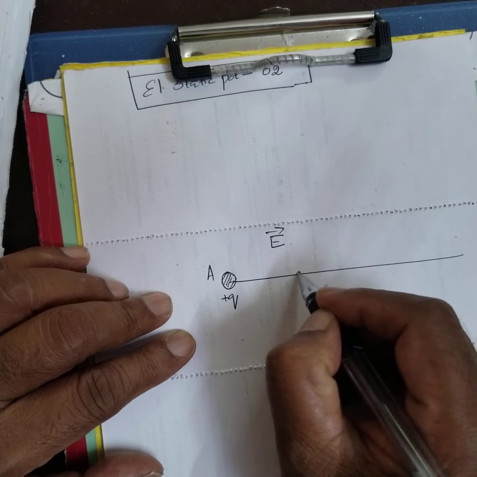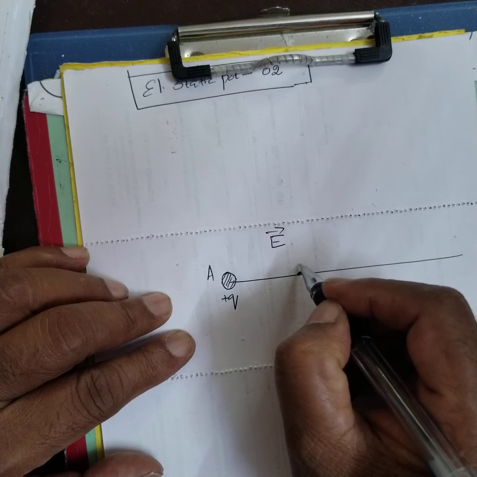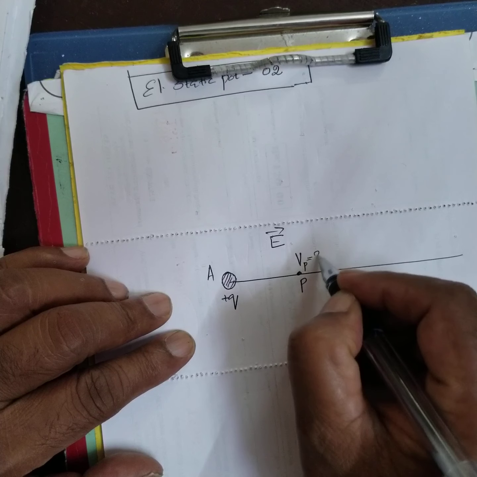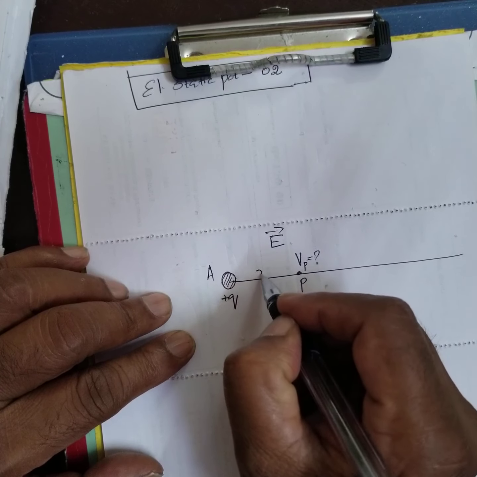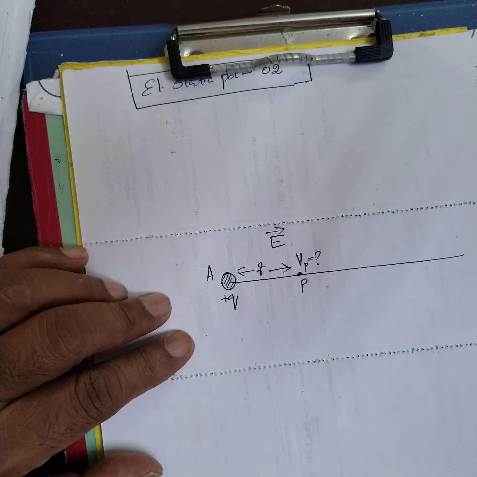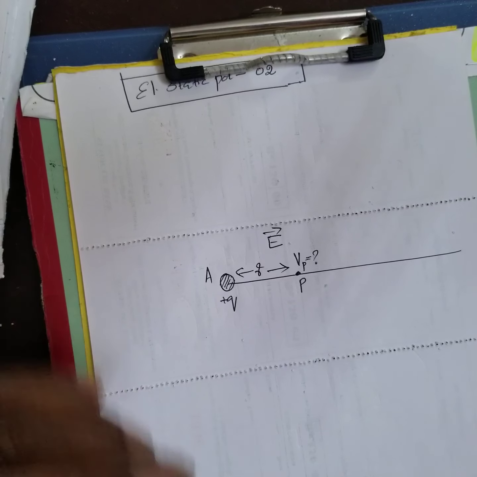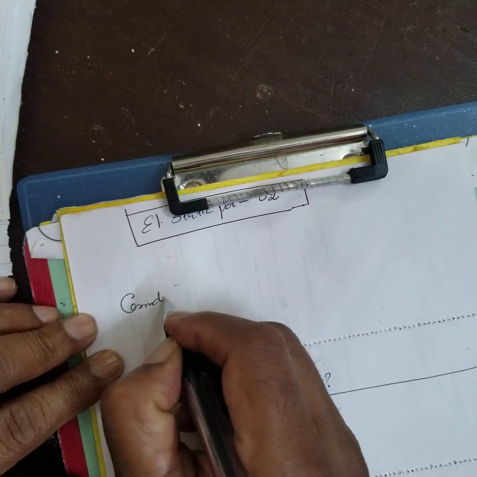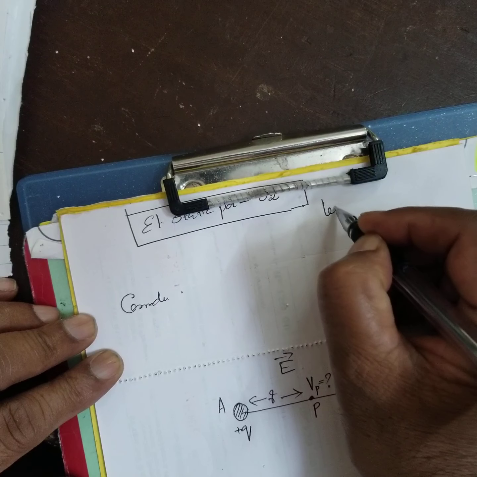Now my aim is to find the potential at this particular point. What is the potential at this point? The point is at a distance of r from the given charge, right? Now you have to write, consider, see, this is labelled A.